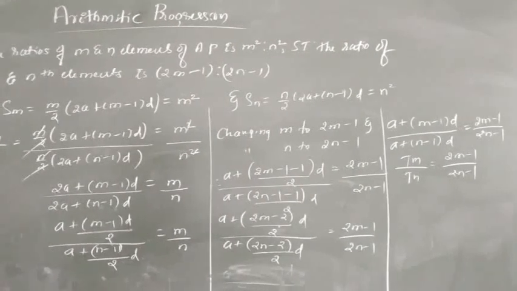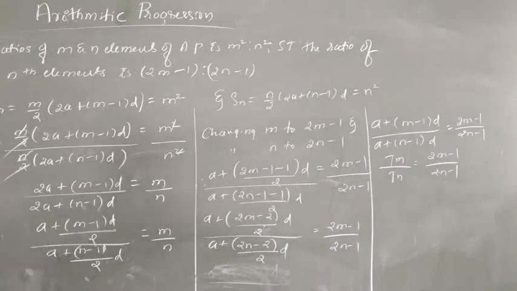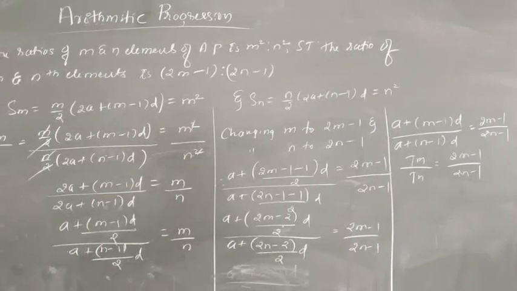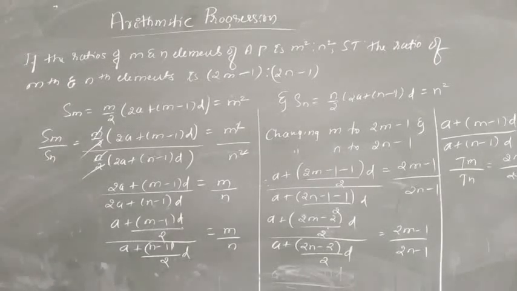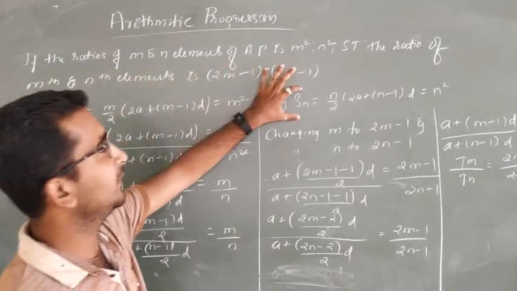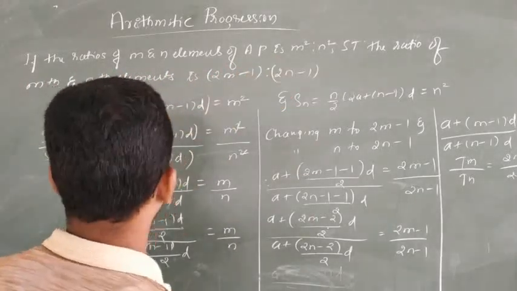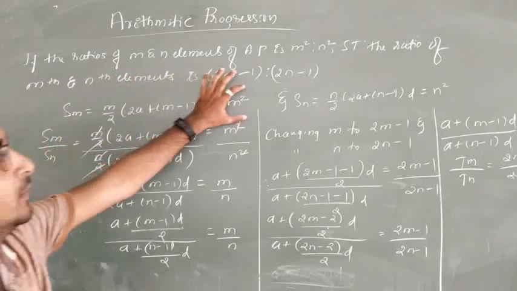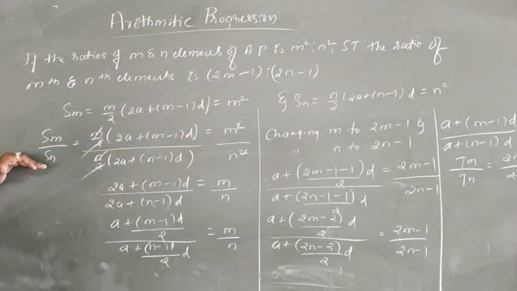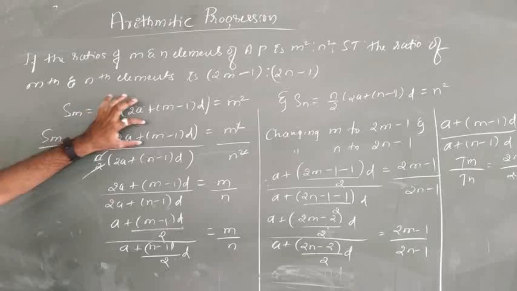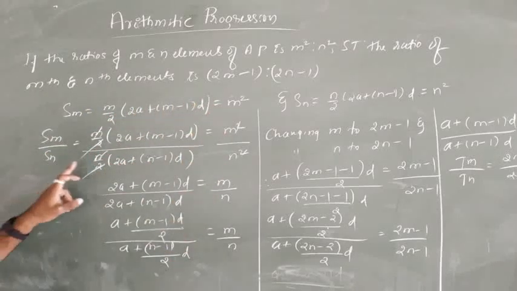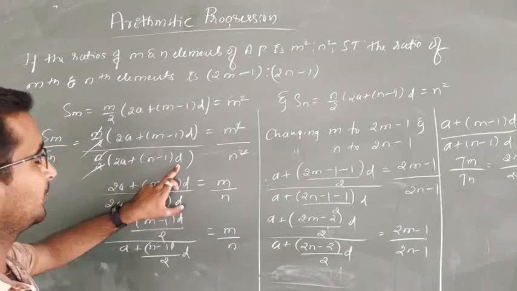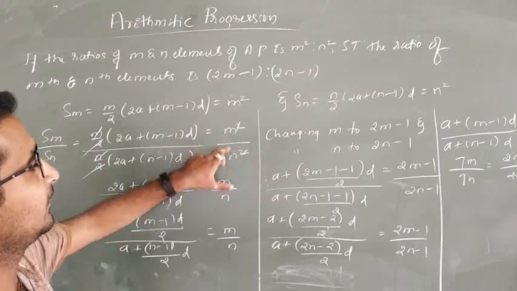Okay, so here this example is also very simple. Already they have given. Again I am going to explain this one. If the ratio of the sum of m elements and the sum of n elements is given as m square is to n square. So Sm is m by 2 into 2a plus m minus 1 into d, they have given it as m square, and Sn is equal to n by 2 into 2a plus n minus 1 into d, that is equal to n square.